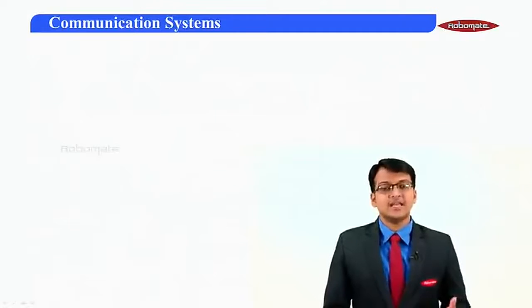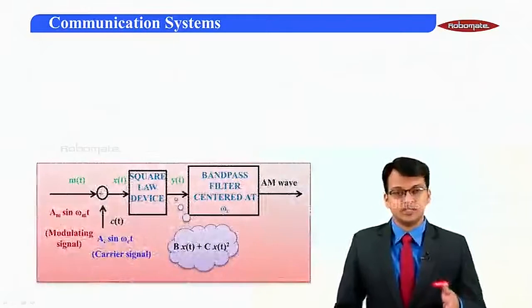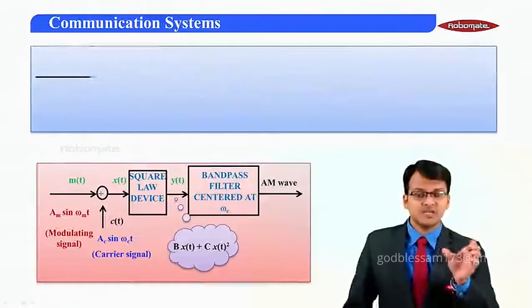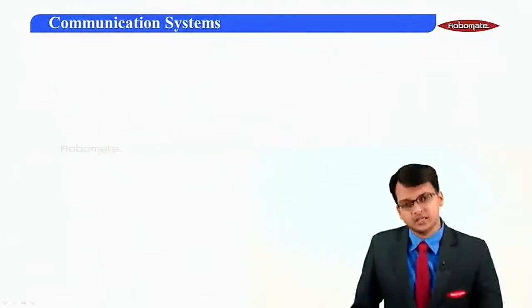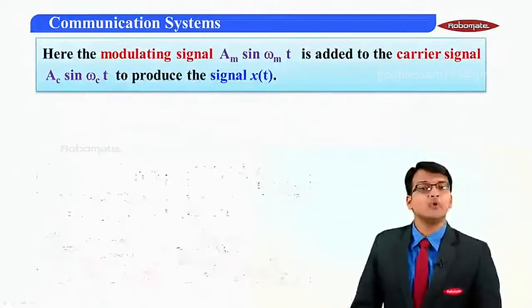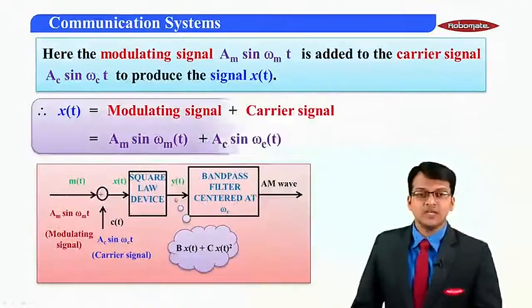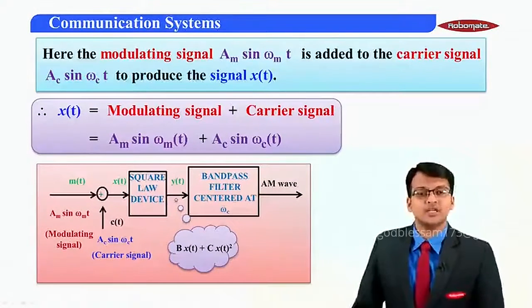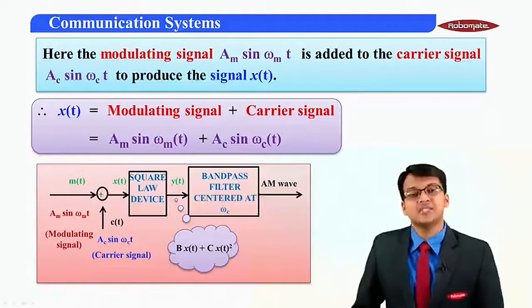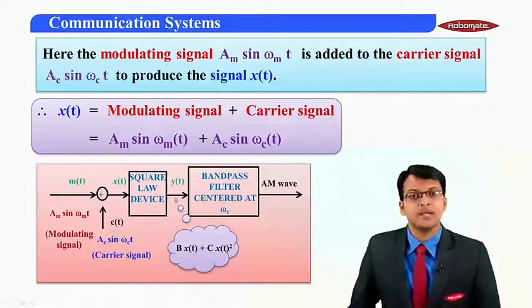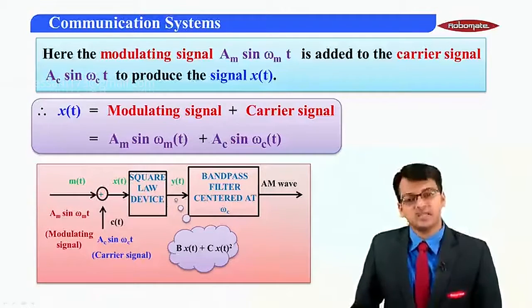So let's analyze this with our mathematical equation. When I consider this AM wave generated, I'll use a transmitting antenna to transmit my signal. So let's see, first step, what did we do? Yes, we did addition of your modulating signal with your carrier signal. So what I get is A_m sin(omega_m t) plus A_C sin(omega_c t).